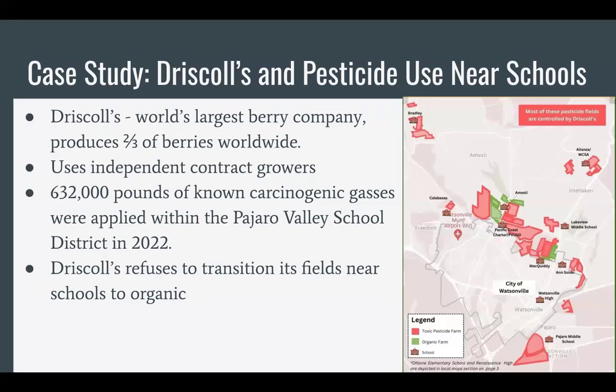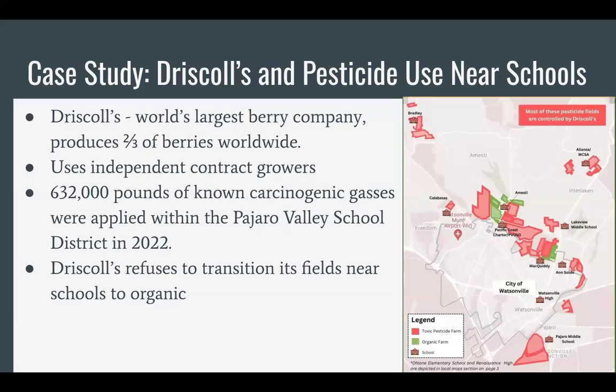So there's a lot of resistance to this. The community has come forth many times to ask Driscoll's to transition the fields that are next to schools into organic production to reduce the exposure of pesticides to children. Driscoll's has refused to comply with this. They keep saying, oh, we're going to in the future, but it's not happening. And they claim that because they deal with contract growers, it's the responsibility of the contract growers, and it's not their responsibility.